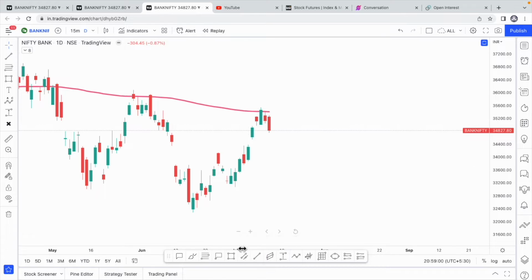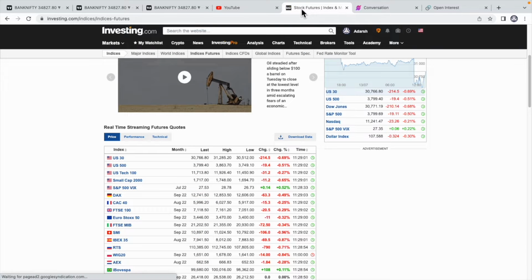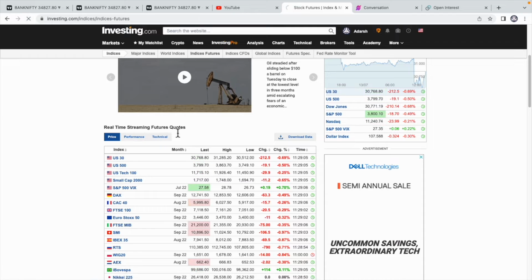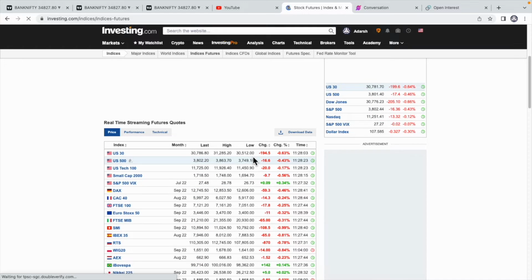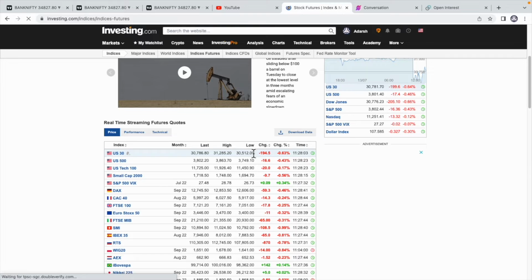Now the most important thing: today was an event based day for the US market, as one of their inflation data came, and it came worse than expected, 9.1. Whether that will be taken as positive news or negative news, we'll come to know by the time the US market closes. Right now the markets have opened, but it's too early.